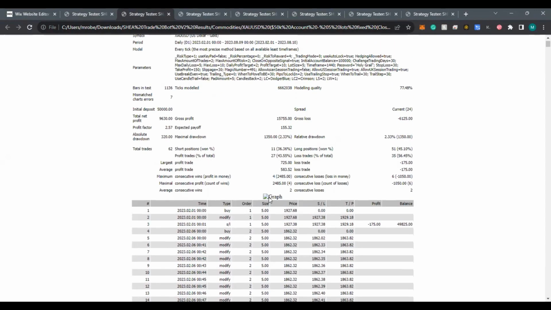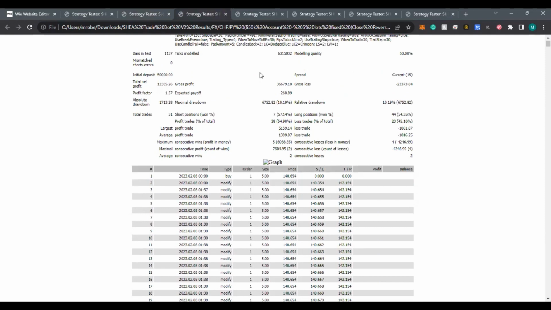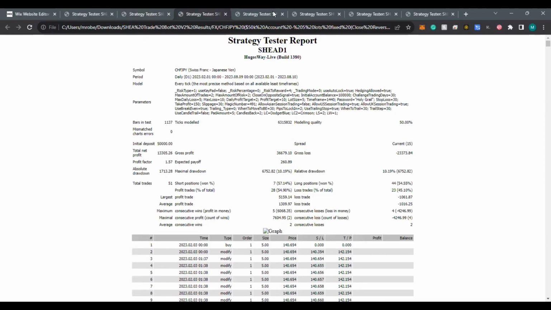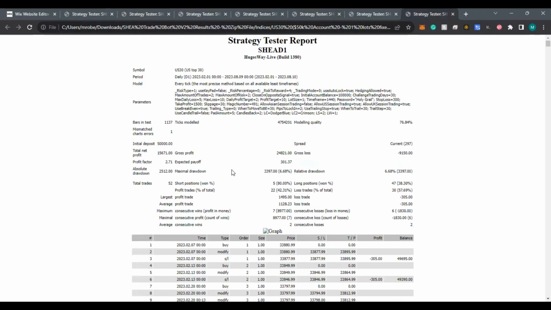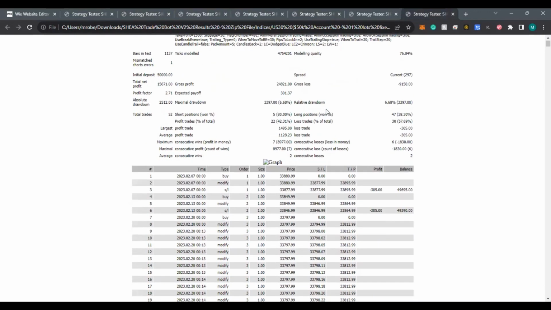Reload it. Okay, no problem. I'll get the graph. So here's the results, guys, anyway. I'll pick out one at random. Let's just go to the last one here. So US 30, all right.